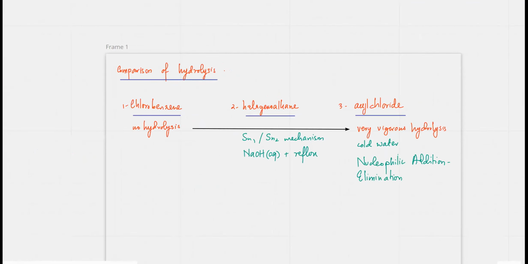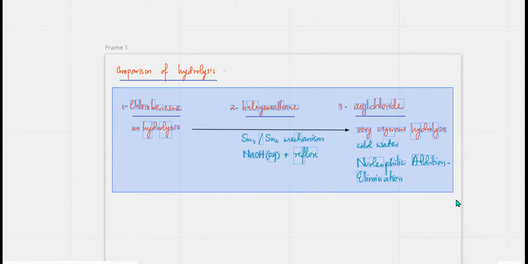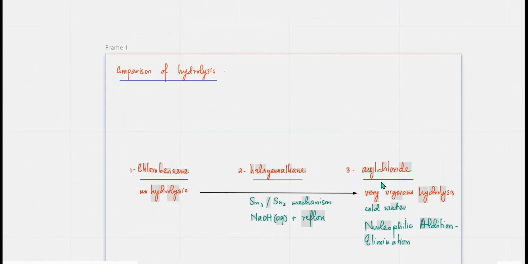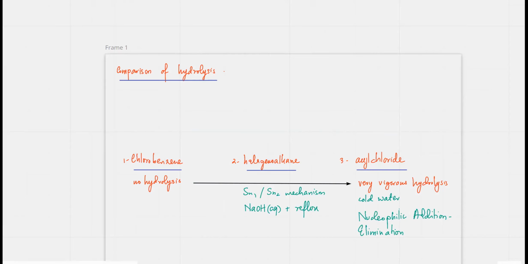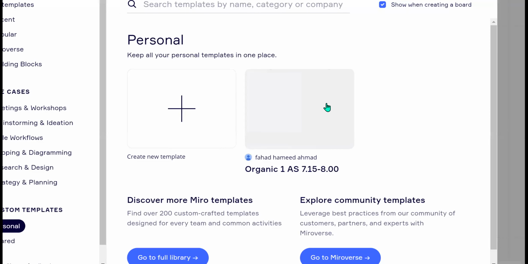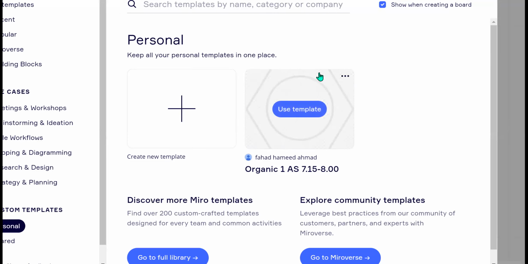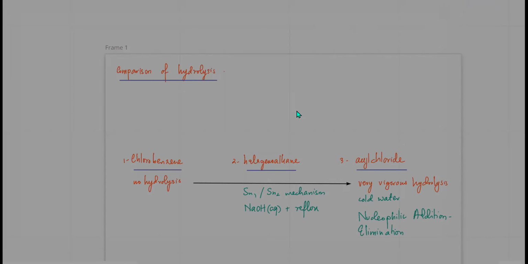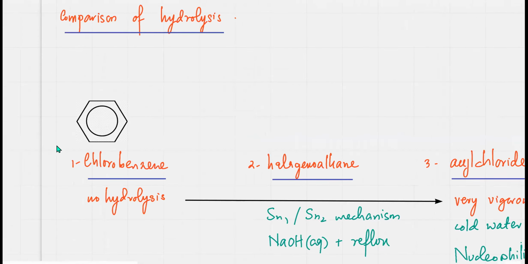And let's also briefly go through this. Which compounds are we talking about in the first place? I'm writing down a summary, but what are these compounds? The first one is chlorobenzene. So I'll just bring in a benzene, and it's got a chlorine with it.